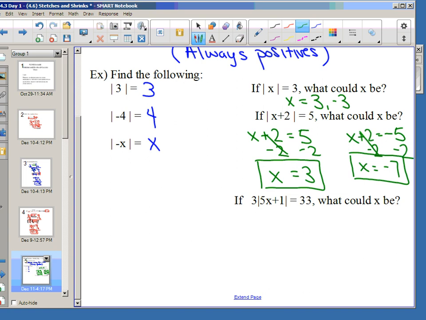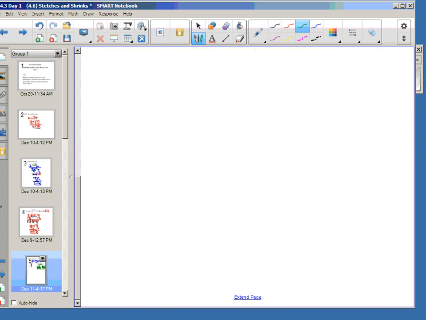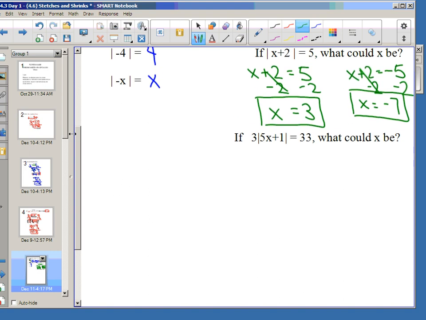The last one we'll go through here quickly. So 3 times the absolute value of 5x plus 1 equals 33. So right now we can't set up our equation like our last one where we have a positive and a negative, because we don't have just our absolute value by itself. Here we have this 3 being multiplied. So our first step is to divide by 3 so we can get rid of that piece. So then we're left with the absolute value of 5x plus 1 equals 11.